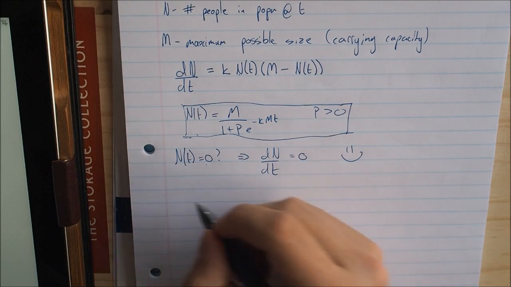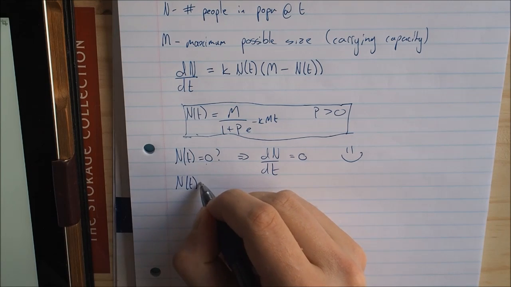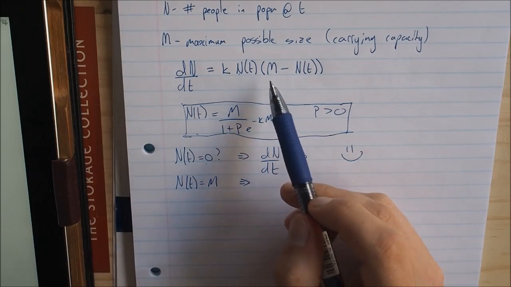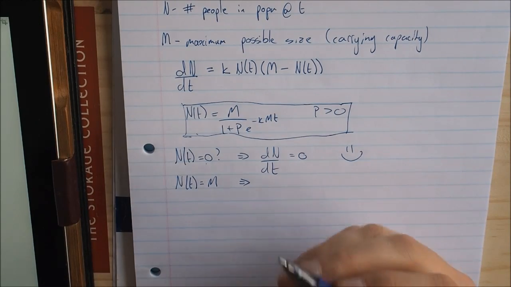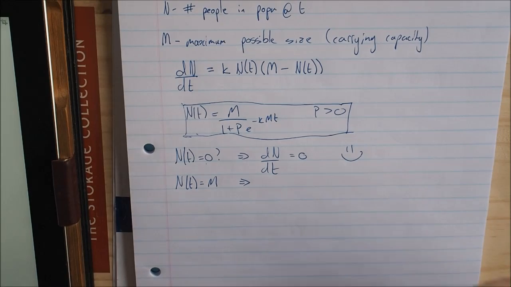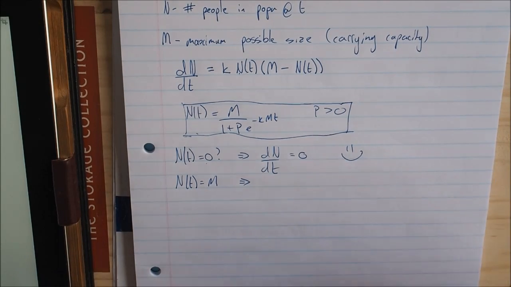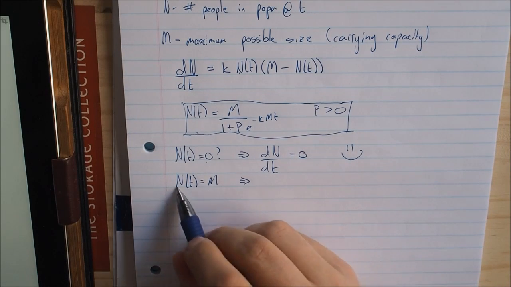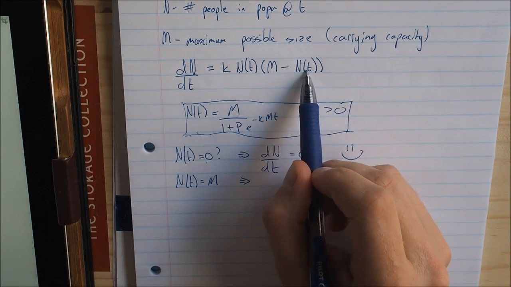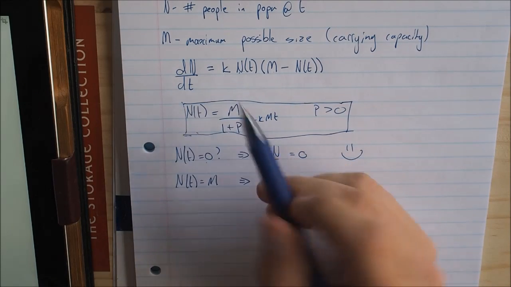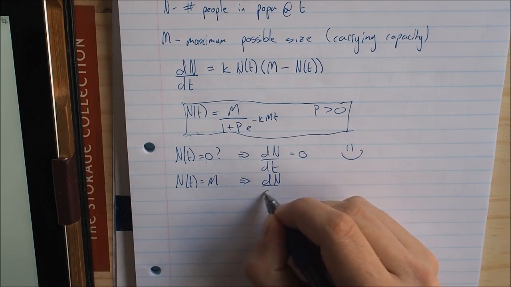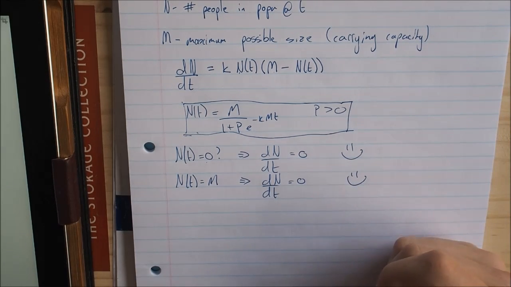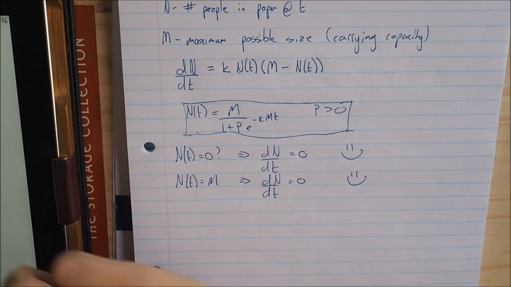Okay. What about when N is equal to the carrying capacity? In the previous example, what we liked about it is that if we reach the carrying capacity, we didn't want the population to change. It didn't make sense for the population to increase or decrease if we reached our carrying capacity. So what happens here? I plug N equal to M in here. M minus M is 0. 0 times N times k is going to be 0. So again, we have dN/dt equal to 0. And again, we're happy. So we think that this captures a good dynamic behavior.